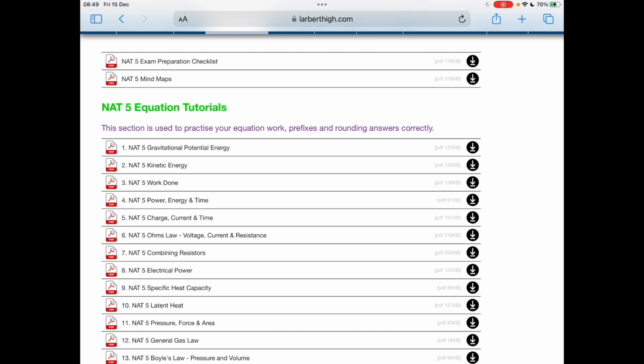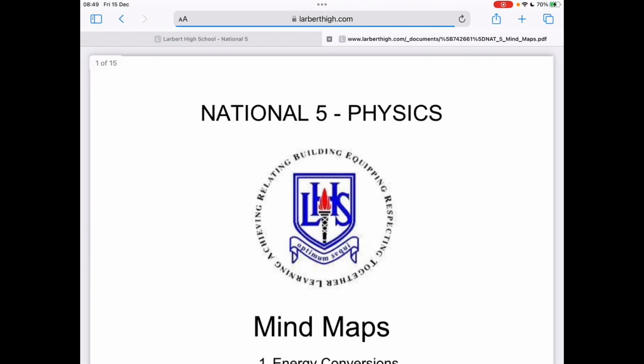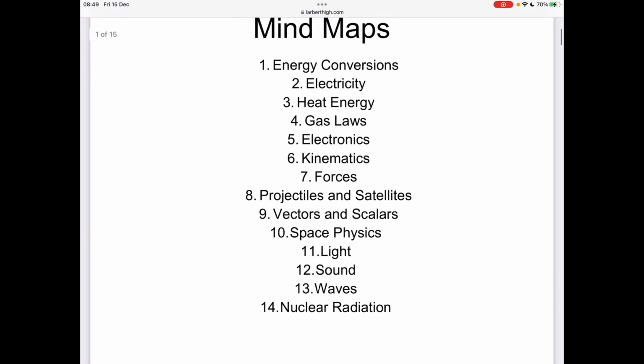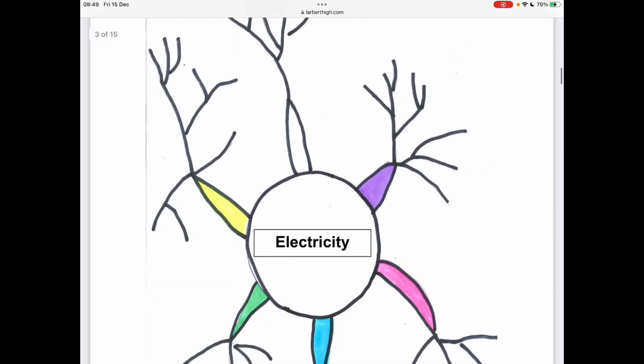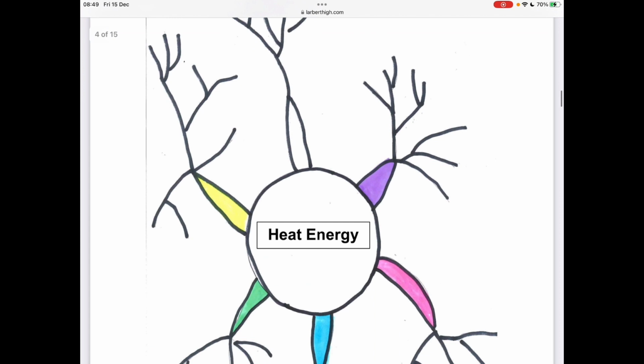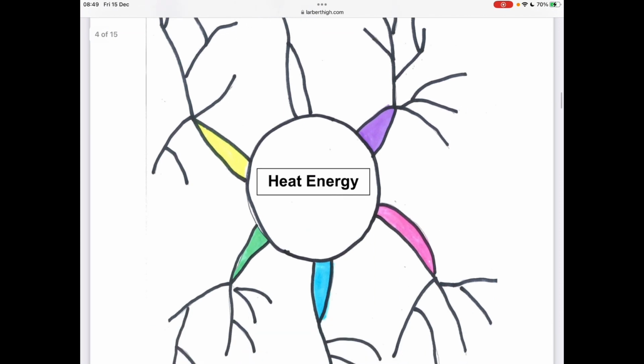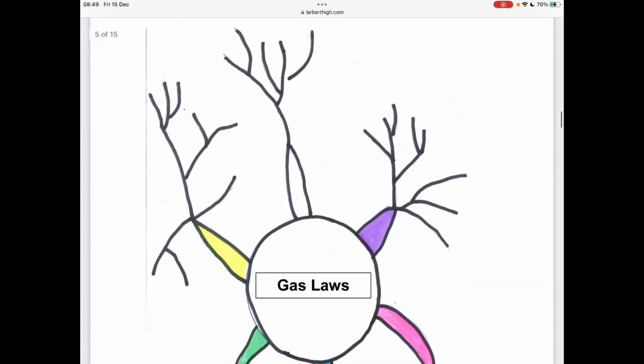If we then return back to the National 5 page and have a look at our next one, which is our mind maps, if I again click on the download button, it'll take me to mind maps for every individual key area that we've got. Now, these aren't populated, however, they are just there if you need a kind of format to make a mind map for yourself.